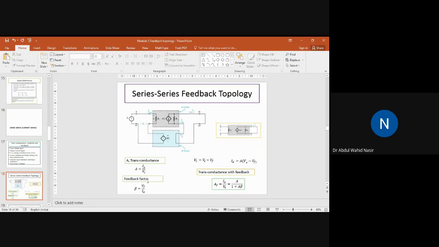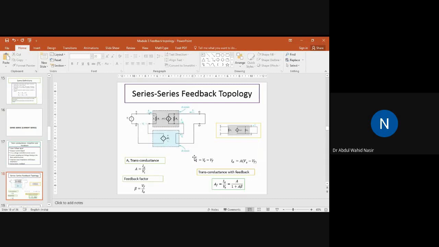Feedback factor. Here you can see what is the input to this feedback block. The input is the current I naught, and the output we are having is beta I naught. That means the VF here is beta I naught. So we can write VF as beta I naught, or beta is equal to VF by I naught. Clear? This is the feedback factor.